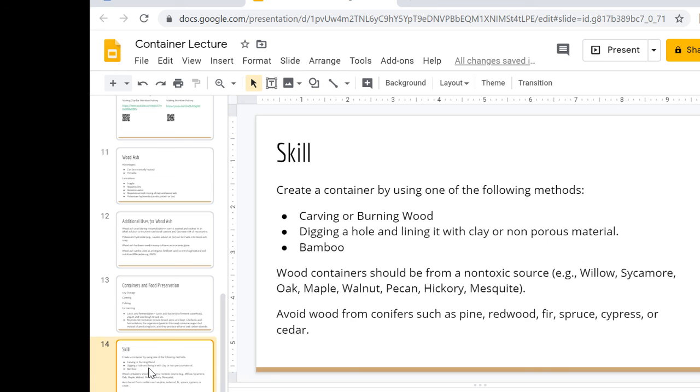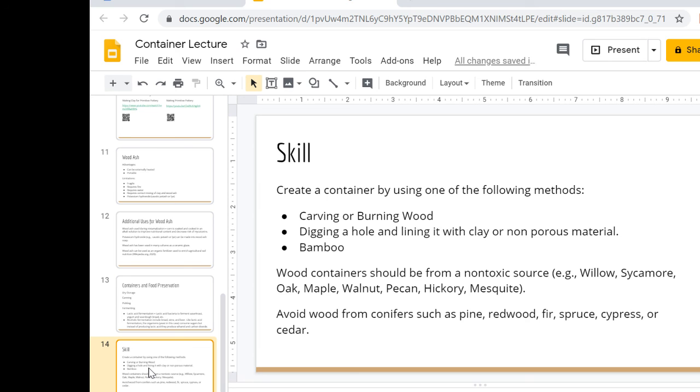You can carve one, you can burn one. I would prefer you to carve it if you're going to do one or the other. The easiest method to do this is to dig a hole and line it with clay, or if you don't have clay, line it with a rain jacket. I did that in the video. Something that is non-porous, something that you could find washed up on a beach would work. If you have access to bamboo, you could use that as well.